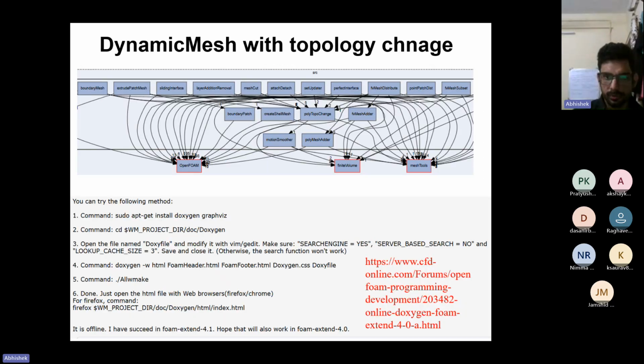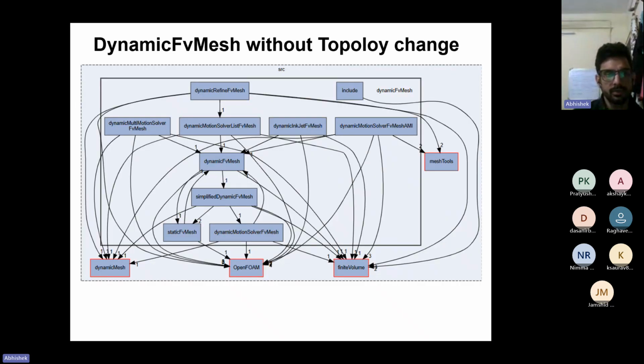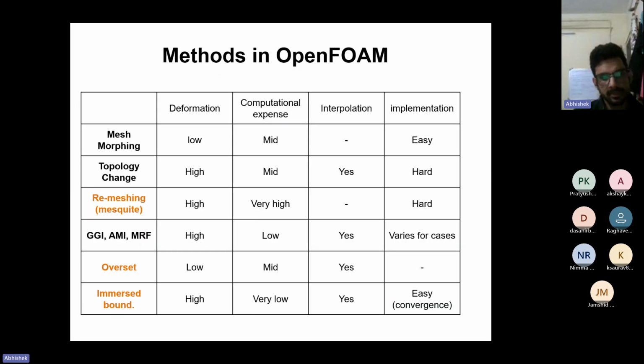Now this is with topology change, when the cells are changing, the body is also changing. One more thing I just forgot: the methods that are in red here are only available in either the ESI version or foam-extend, and they are not available in the Foundation version. So overset, immersed boundary, and the mesh kit solver for remeshing are only available in foam-extend and ESI versions.